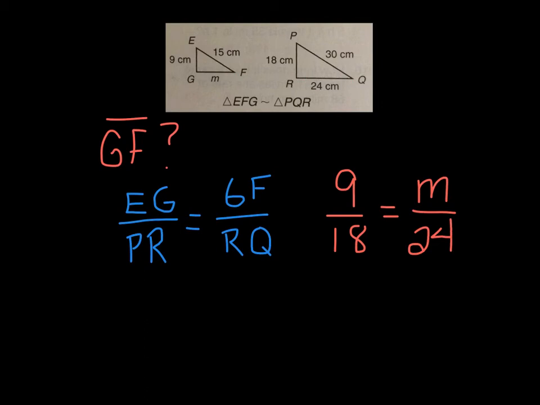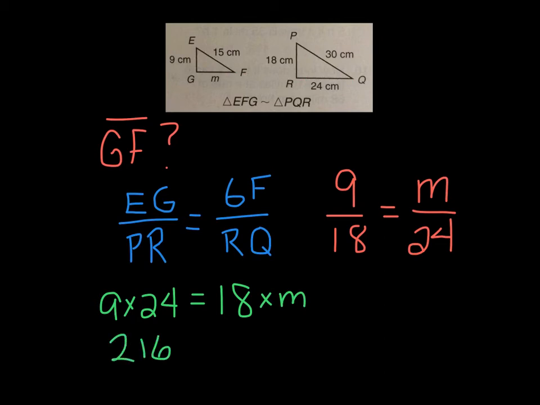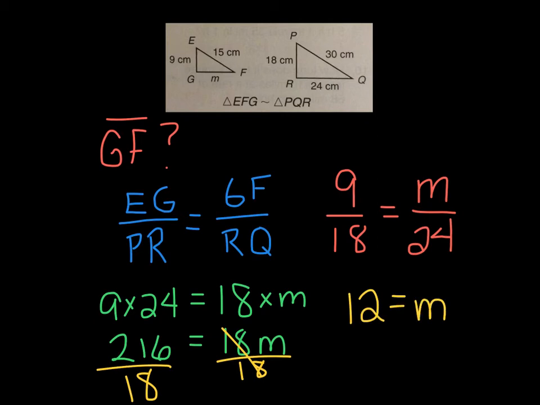Now we're going to use the cross products rule. So we're going to multiply 9 times 24. 9 times 24 equals 18 times M. So then we rewrite that. So 9 times 24 is 216 equals 18M. Okay, now we need to divide both sides by 18 to get the M by itself. 216 divided by 18 equals 12. So 12 equals M. So the length of GF would be 12 centimeters.